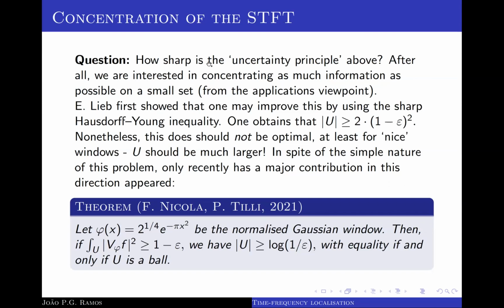So if phi, or the g in the previous slides, is a Gaussian normalized in L2, then if the integral over U of |V phi of f| squared is at least 1 minus epsilon, we have that the measure of U is at least log of 1 over epsilon, with equality if and only if U is a ball.